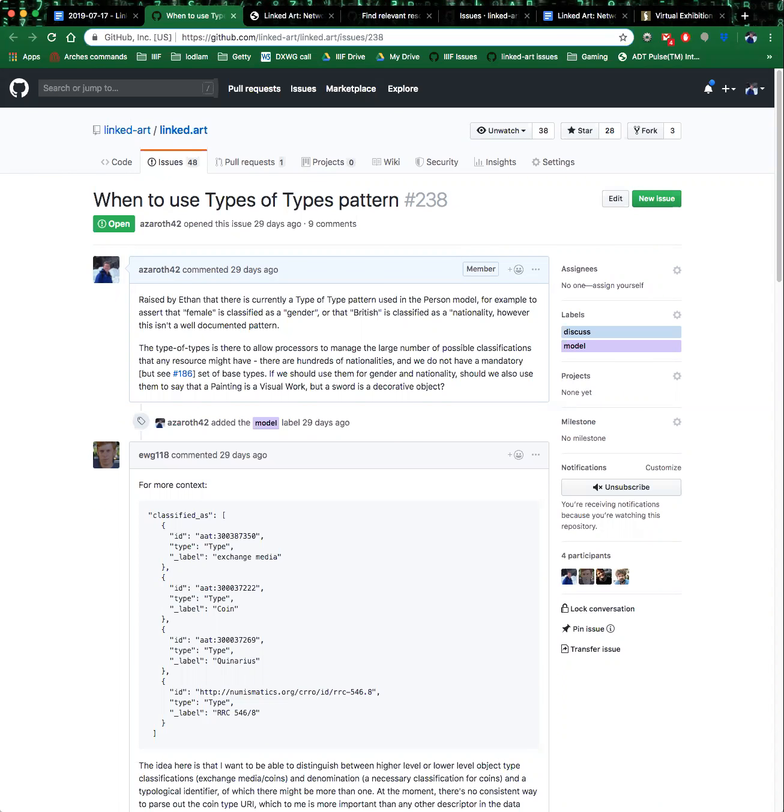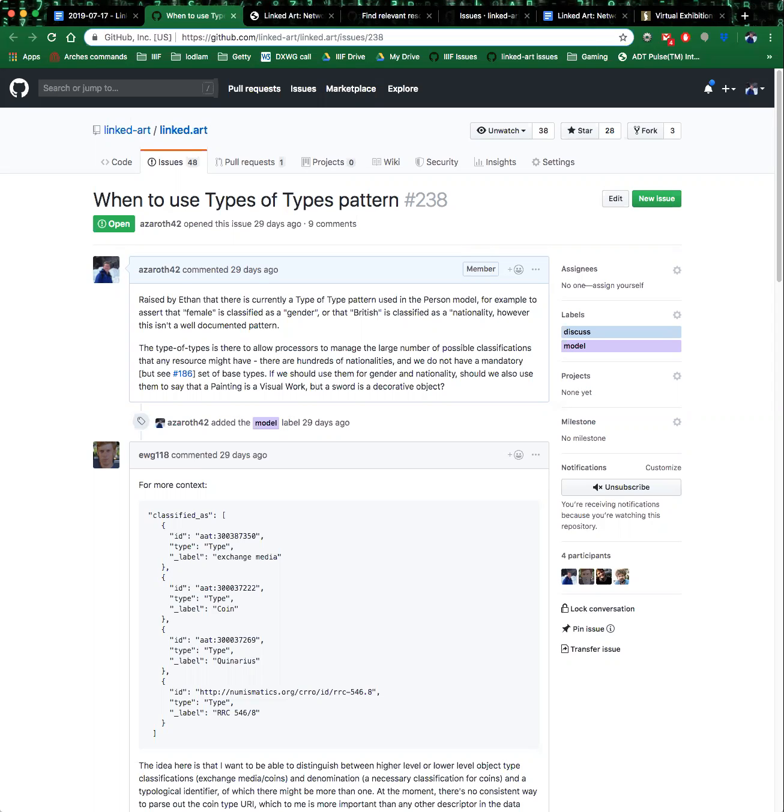So last time we talked about types and how many different classifications we have, some of which we need to be more specific and standardized about, and some are so broad that we can't make even recommendations about which types to use because there are so many different types of coin in Ethan's case.